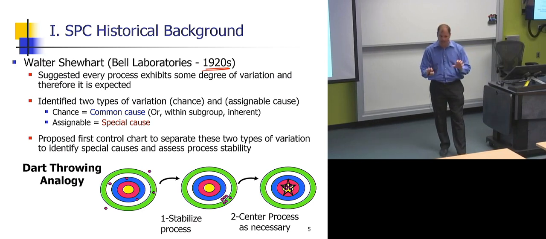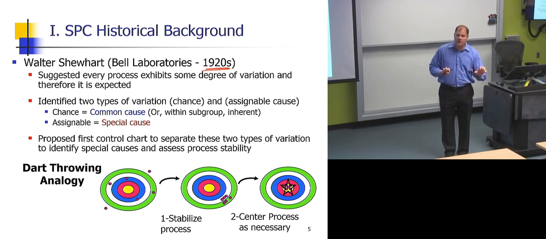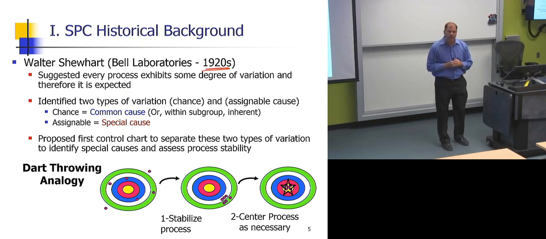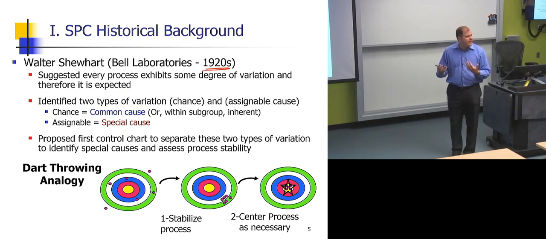This is a key point. All right? Distinguish between common cause and special cause. And then he proposed a chart to do this. And this has since been kind of given as an analogy to how we look at the chart.